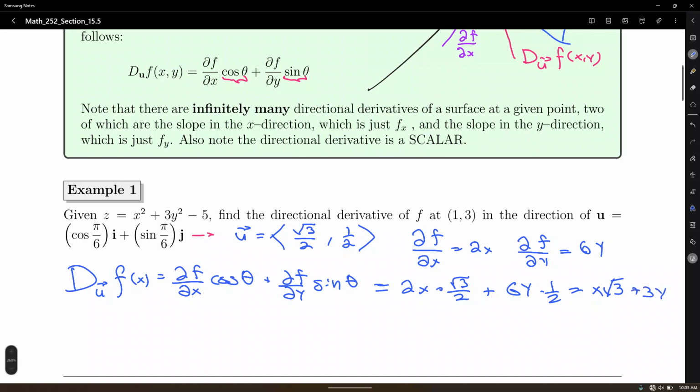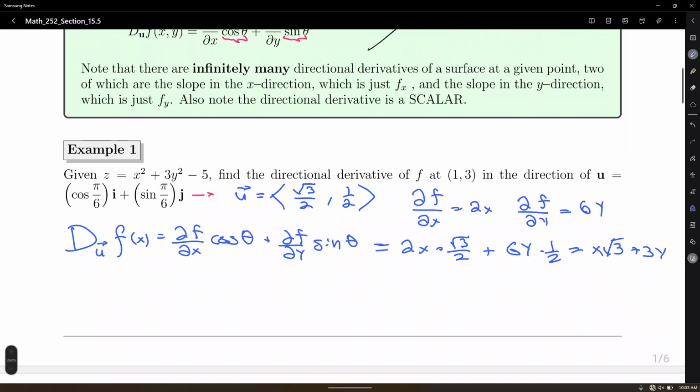So now that means we have an expression to find the derivative at every single point on the surface, as long as from any of those points we move 30 degrees. For 45 degrees, well, then I would have to compute this cosine and sine. For 135 degrees, I would have to compute those cosine and sine again.